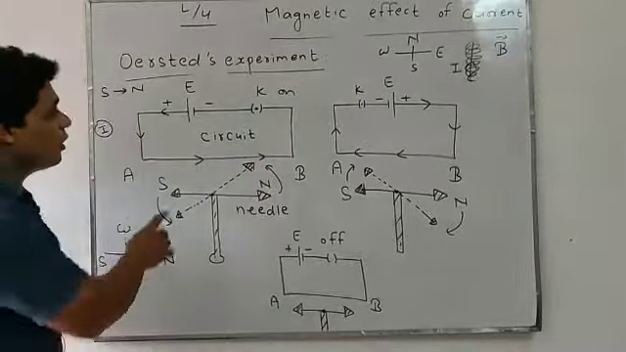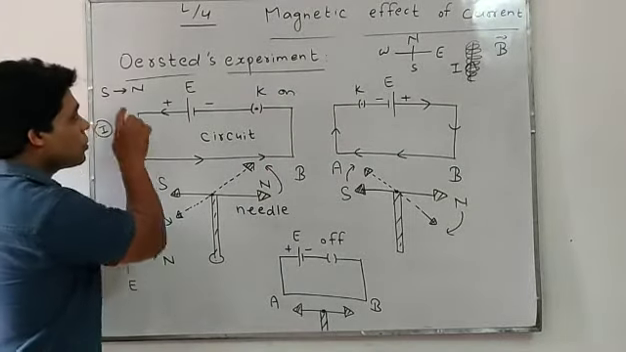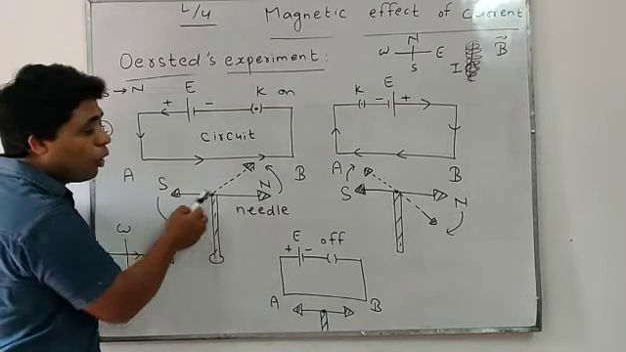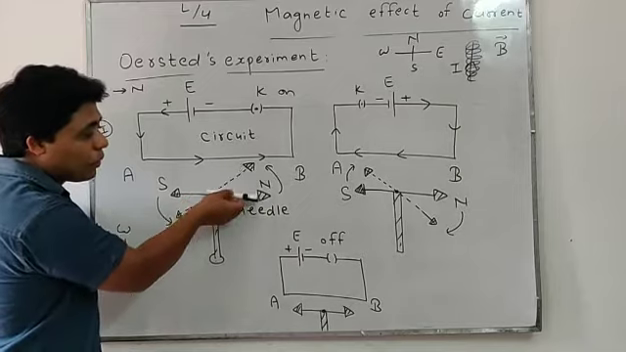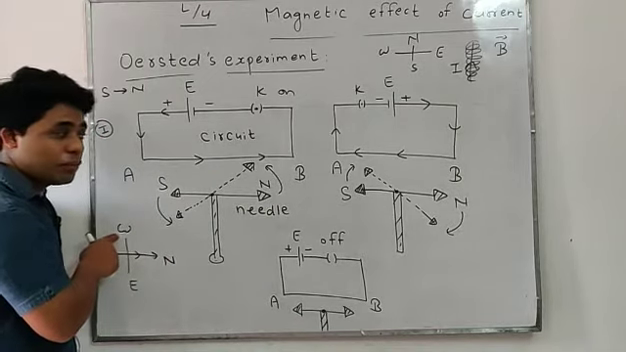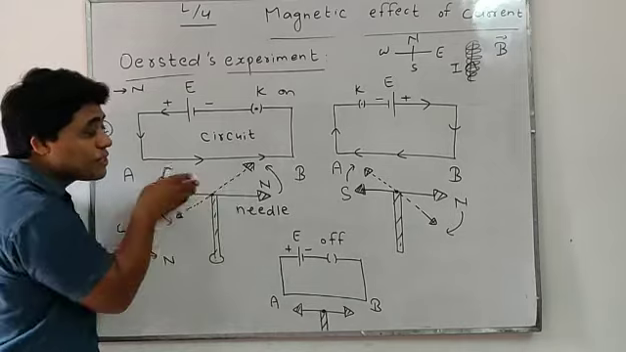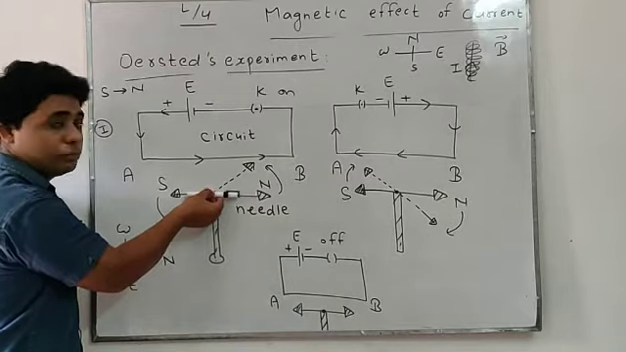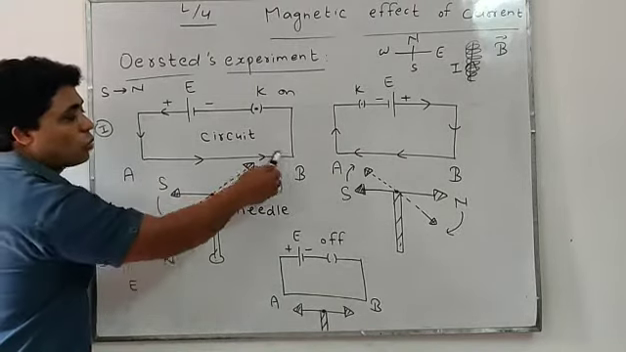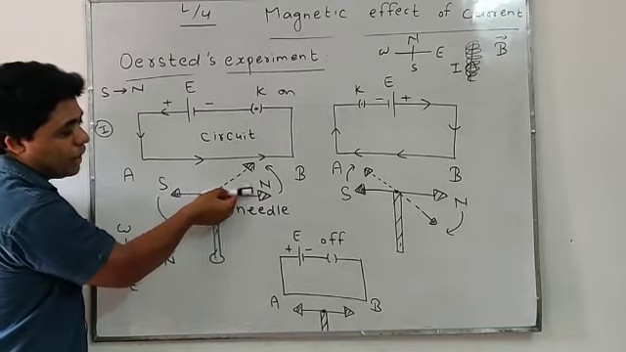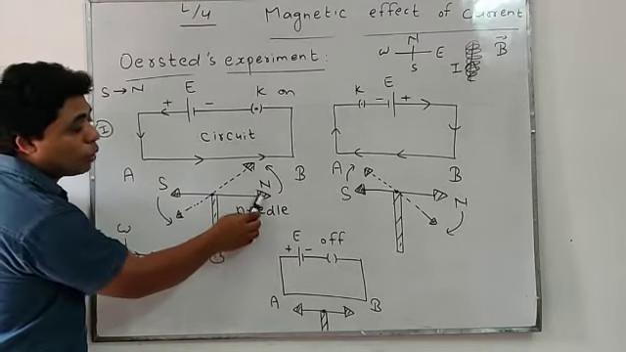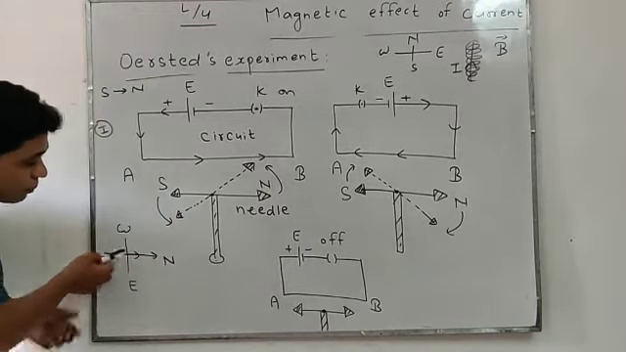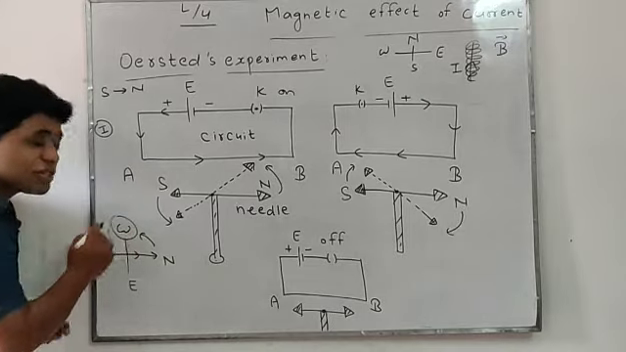What he observed: when the direction of current is from A to B, from south to north, the north pole of the magnetic needle deflected in the direction of west. That was the beginning position of the needle. When the current flows from south to north, the needle deflected like this. It means the north pole of the magnetic needle deflects in the direction of current, towards the west.